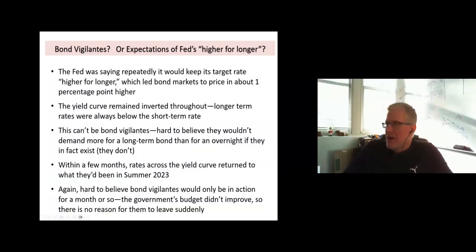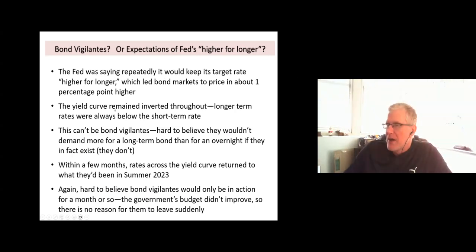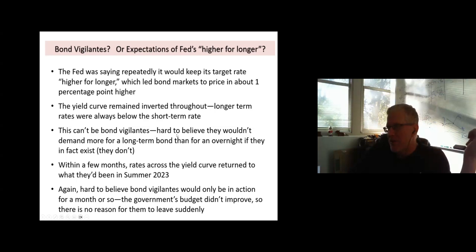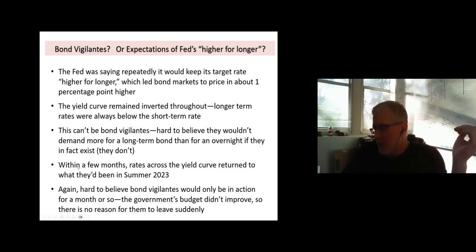The Fed was saying repeatedly it would keep its target rate higher for longer, which led bond markets to price in about 1 percentage point higher, maybe a little more. The yield curve remained inverted throughout. Longer term rates were always below the short rate. This can't be bond vigilantes. It's hard to believe they wouldn't demand more for a long-term bond than an overnight if, in fact, they exist, meaning bond vigilantes. They don't, not in a highly liquid market like we have. Within a few months, rates across the yield curve returned. So again, hard to believe bond vigilantes would only be in action for a month or so. The government's budget didn't improve. No reason for them to leave suddenly.